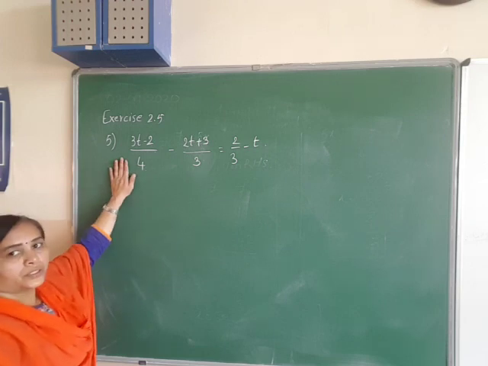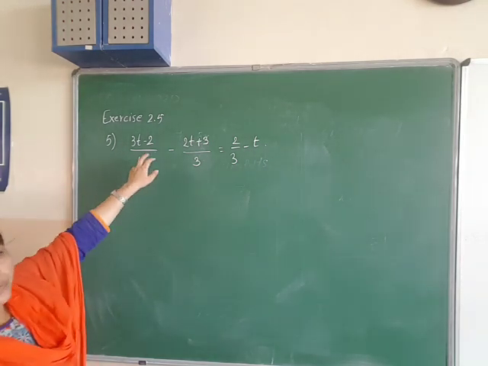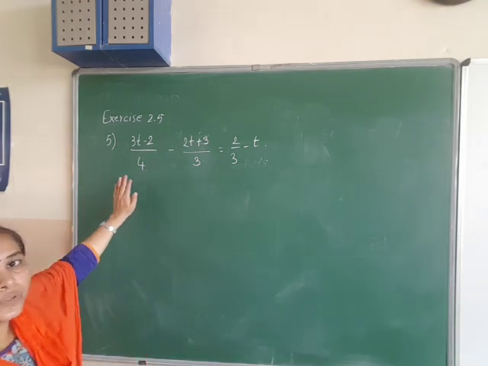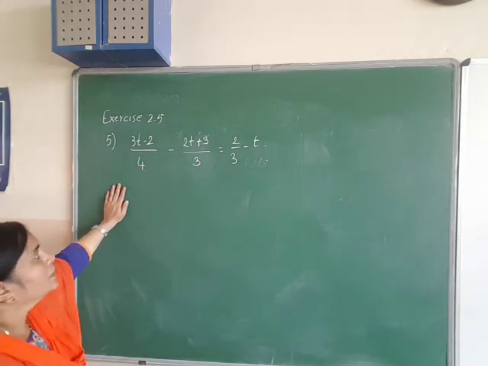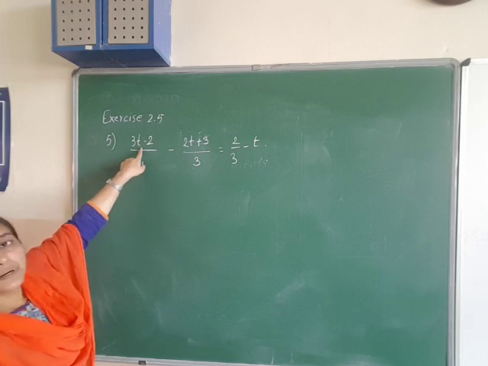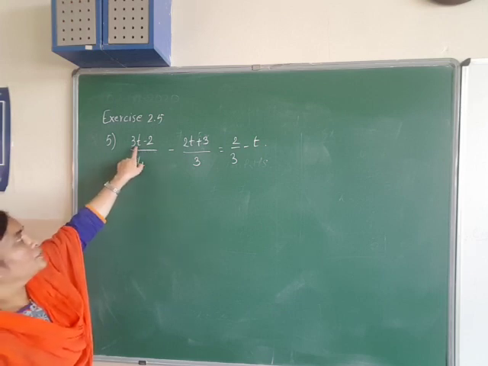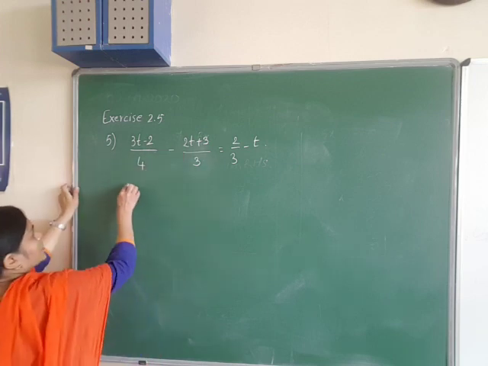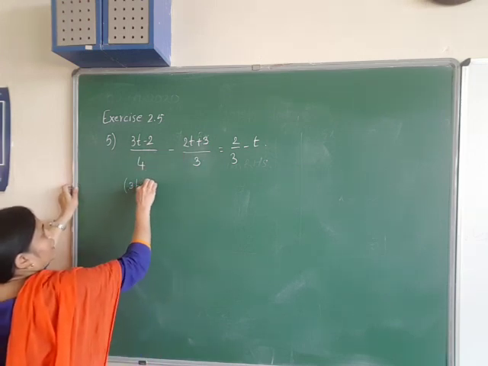Now, this is the given question. You have to solve a linear equation with variables on both sides. So you have to bring the variables to one side. In the given question, there are two terms. So first, the step is to place a bracket.